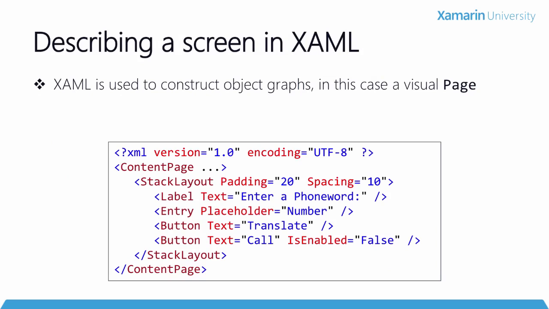XAML is very simple at its core. It's really just an object serialization technology. It's used to create an in-memory graph of objects from an XML file. Keep in mind, this is XML that we're working with, so the case matters, and it has to obey all the rules of parsing XML. Tags have to be matched, some characters have to be escaped by hand in order to be used.